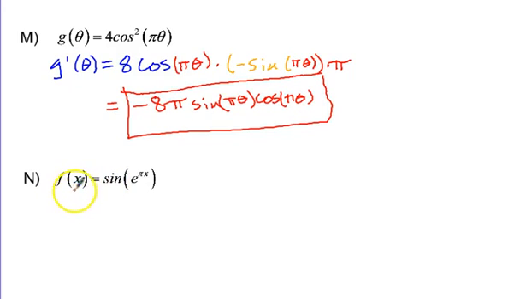In part n, we have f of x equals sine of e to the pi times x. So again, a nested function. e to the pi times x is the inside function. Sine is the outside function, so applying the chain rule, we have f prime of x equals the derivative of the outside function. The derivative of sine is cosine of the inside function, which is e to the pi times x.